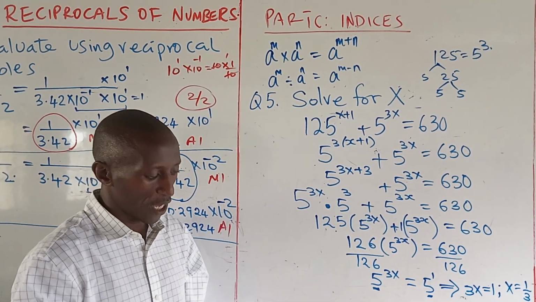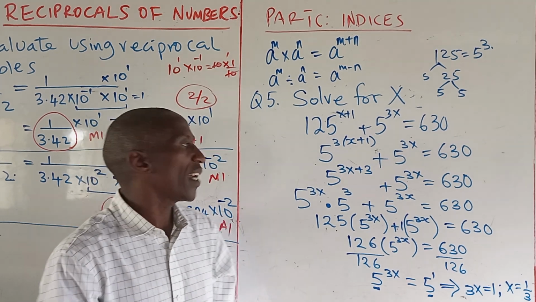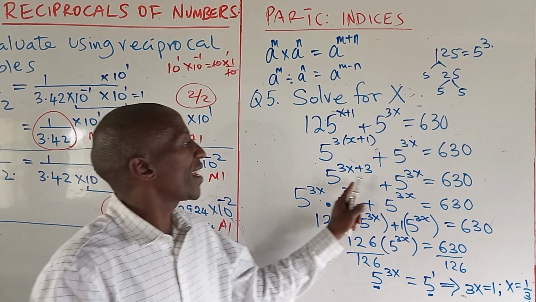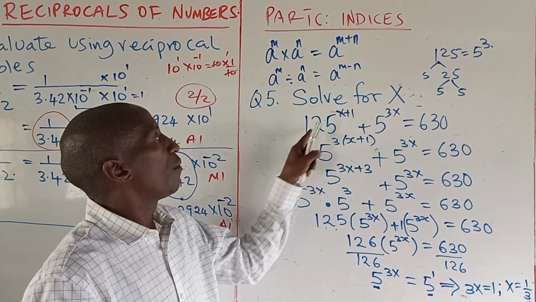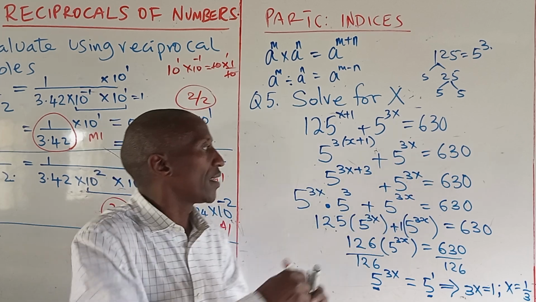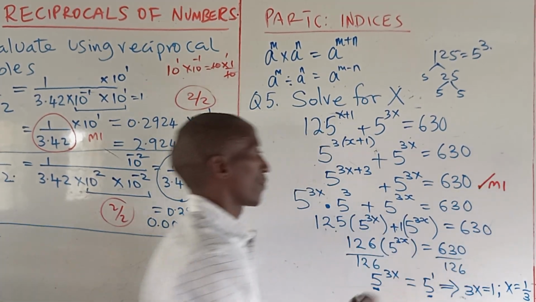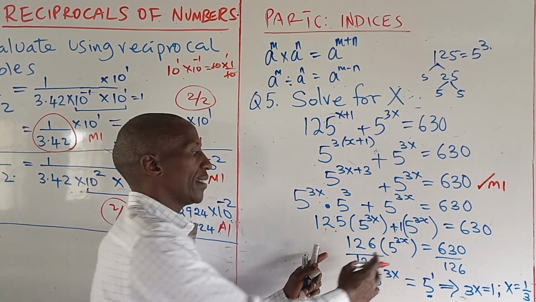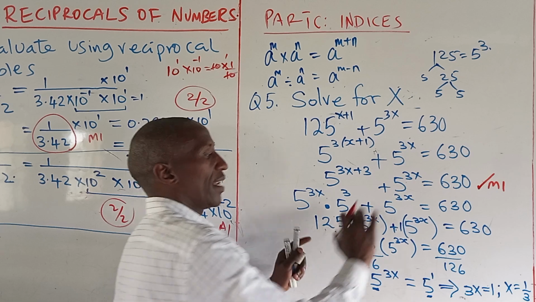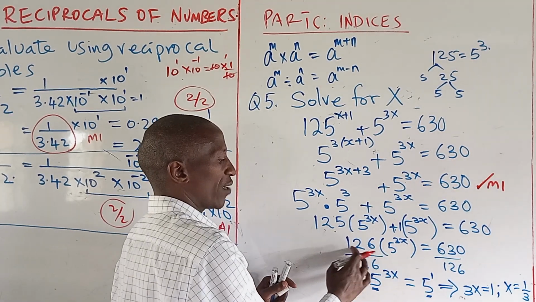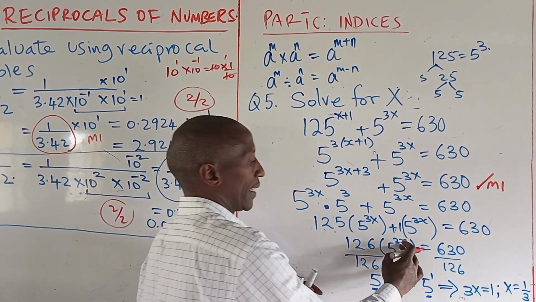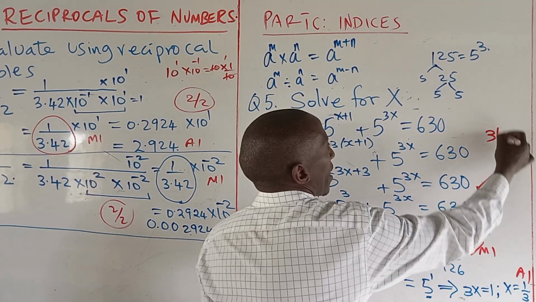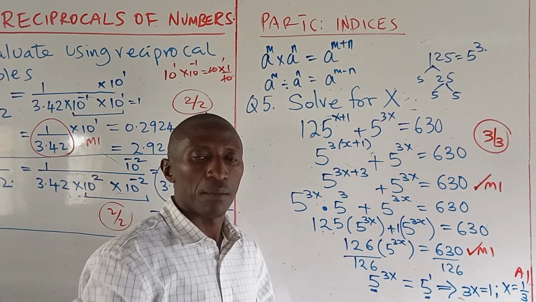For a short question like this one, which is worth 3 marks, we need to look at the marking points. The marking points will feature when the learner is able to break down 125 and 5 to a common base. So this gives the learners M1, the first method mark. When the learner is able to put the like terms together, that is the x's on one side, the knowns on the other side, at this level where we have 126 into 5 power 3x is equal to 630, M1, and the correct working here, A1, and the learner is able to score 3 out of 3 marks.